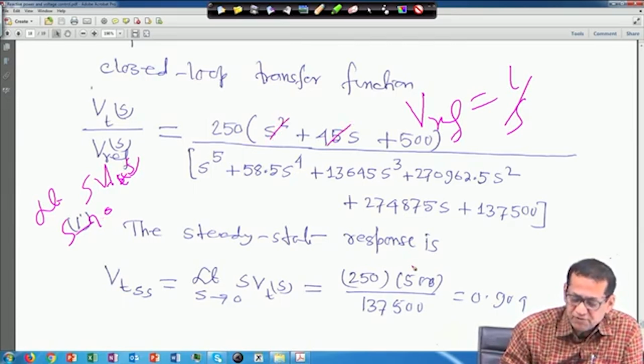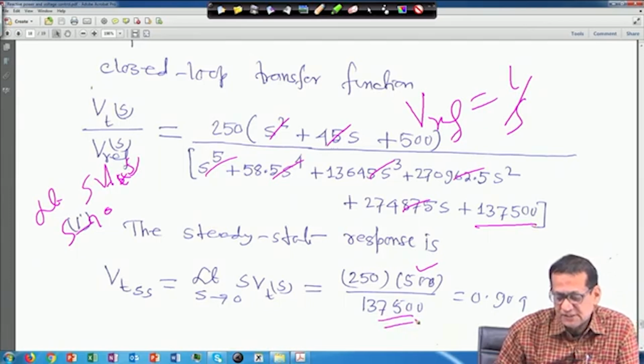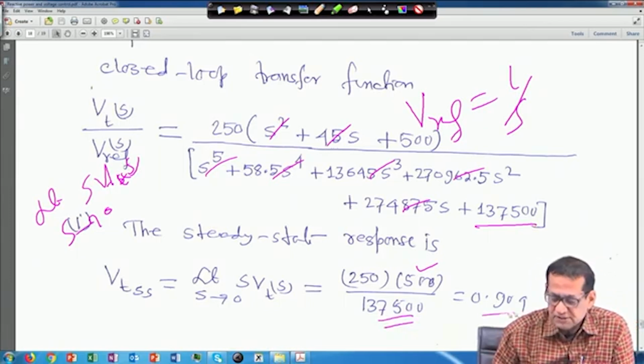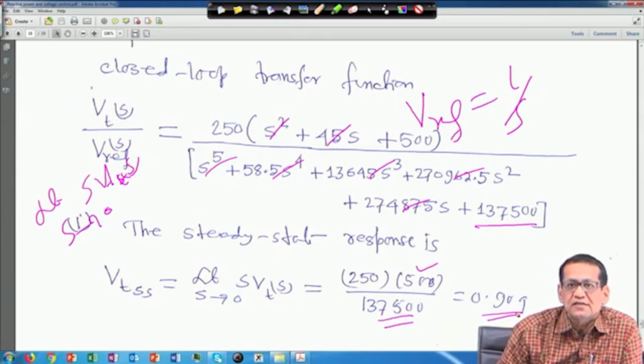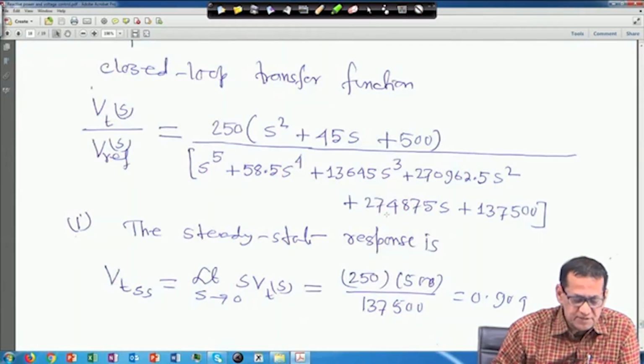So, 250 into 500 in the numerator, and in the denominator these are all zeros, so only 137,500. Its value is coming 0.909. So, this is the steady state value of V_TSS.